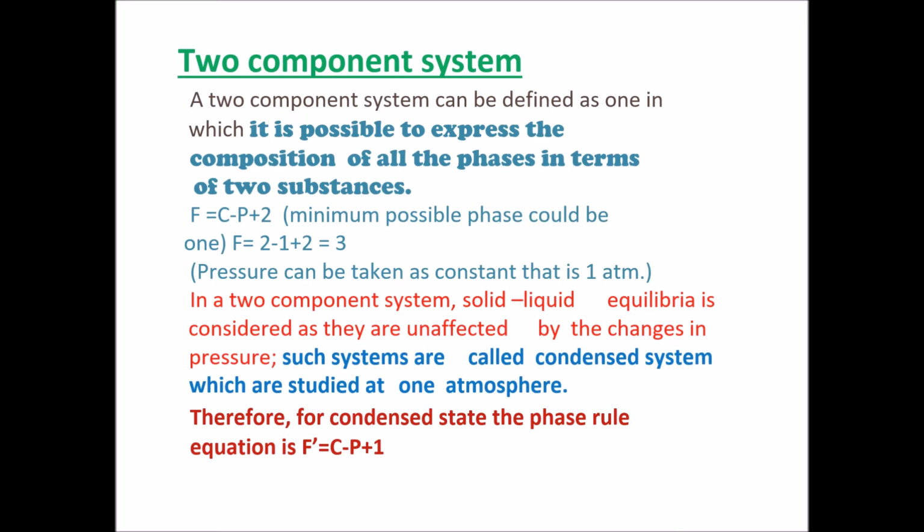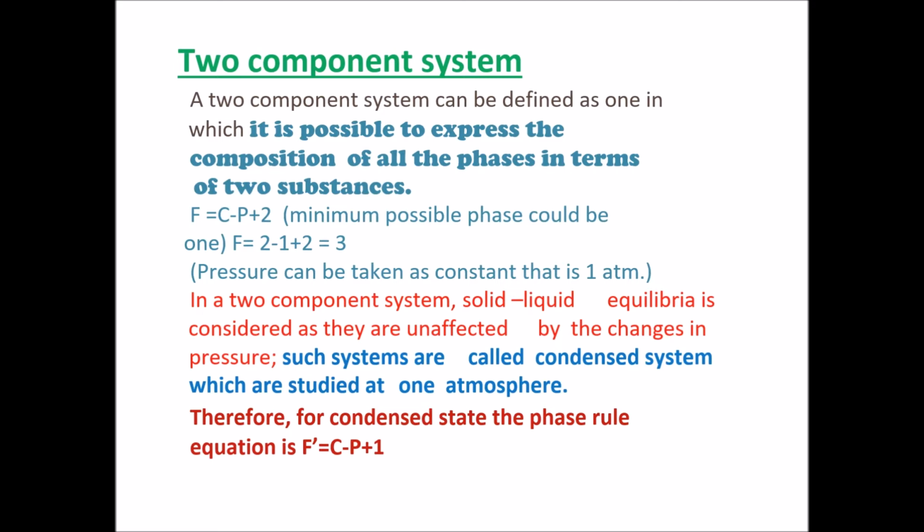Now we will see the phase rule for the two-component system. In the phase rule, F is equal to C minus P plus 2. If we apply this phase rule to a two-component system, what could be the degree of freedom? The minimum possible number of phases is one, like in areas where normally only one phase exists. So if we consider one phase, the minimum possible, and apply this rule, we get degree of freedom 3.